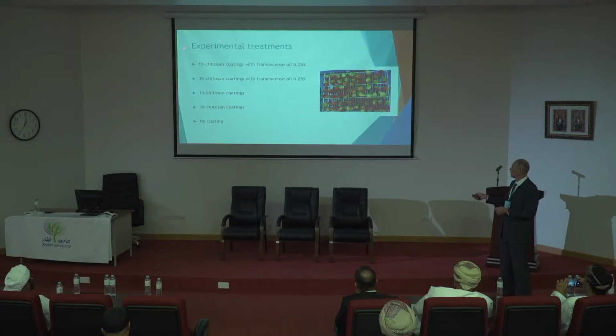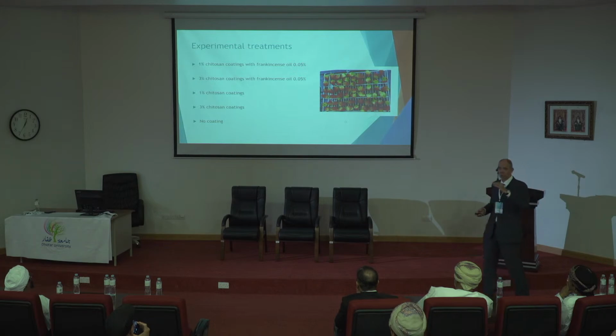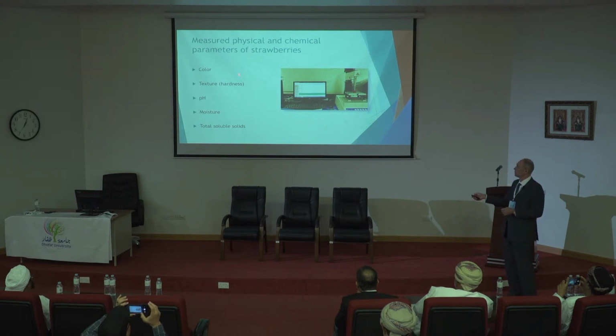So we have 5 experimental treatments. We use 1% chitosan coatings, 3% chitosan coatings, 1% chitosan coatings with frankincense at 0.05%, and 3% chitosan coatings with the frankincense. And as a control, we use no coatings at all. We also measured physical and chemical parameters for these strawberries during the experiment. In particular, we look for color, texture, pH, moisture content, and total soluble contents.